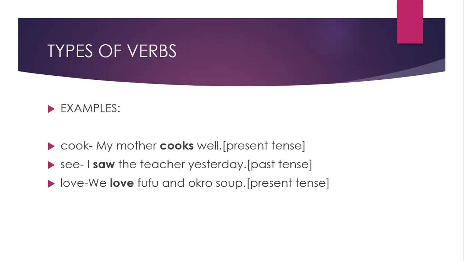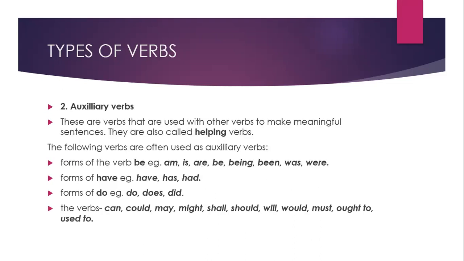Examples, so I have cook. My mother cooks well, okay? I saw the teacher yesterday. Saw here is the verb. We love fufu and okra soup. And these are all main verbs because they can stand on their own. They don't need any other verb. You can see that they are the only verbs you even find in the sentence. And the sentence still makes grammatical sense.